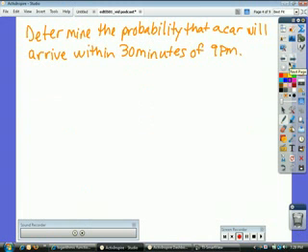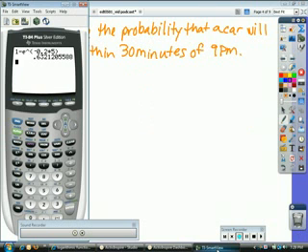Determine the probability that a car will arrive within 30 minutes of 9 p.m. Go back to the calculator, and I don't want to retype all of that, especially with the trouble the calculator seems to be giving me. So I'm going to do second, enter, and it brings up the same function that I just typed in, and I'm going to arrow over and change that 5 to a 30. And close the parentheses, press enter, and notice that it is 0.997.